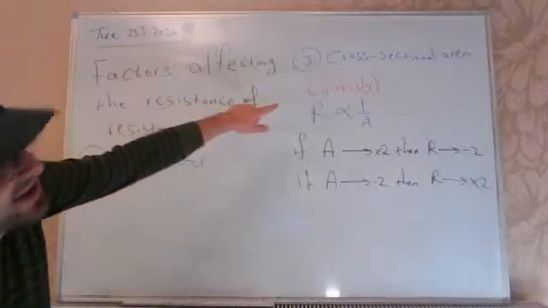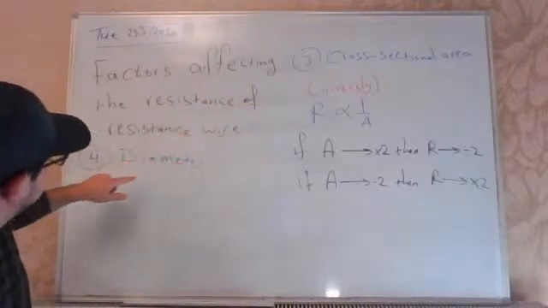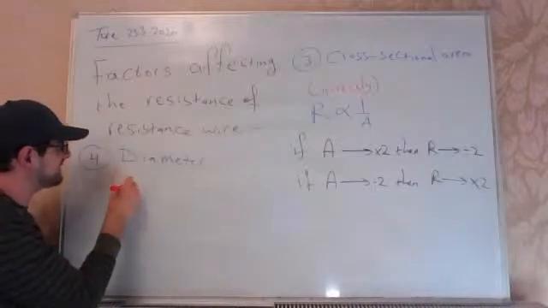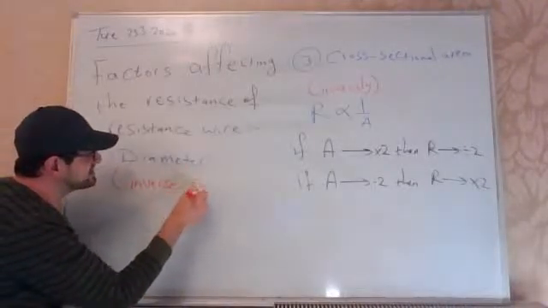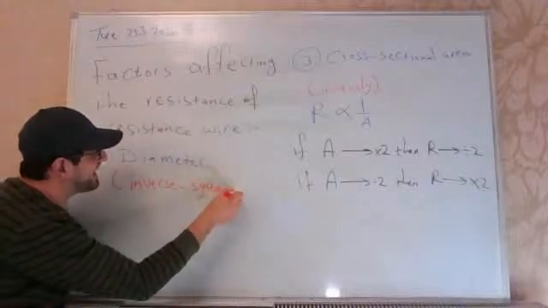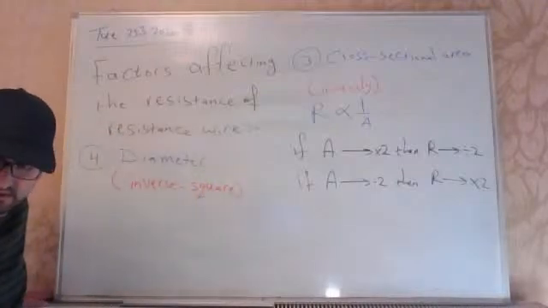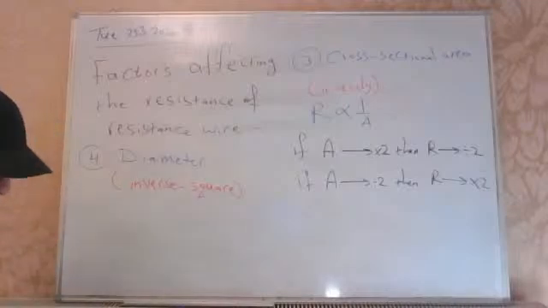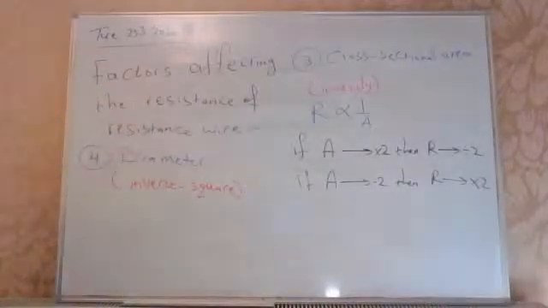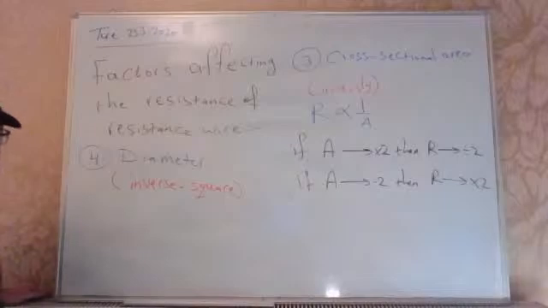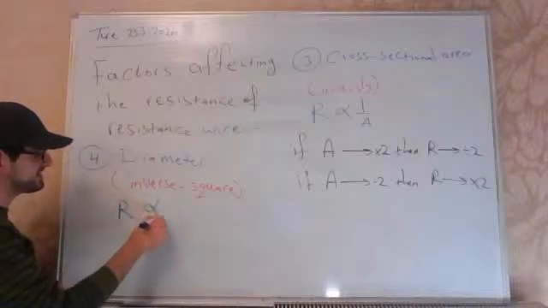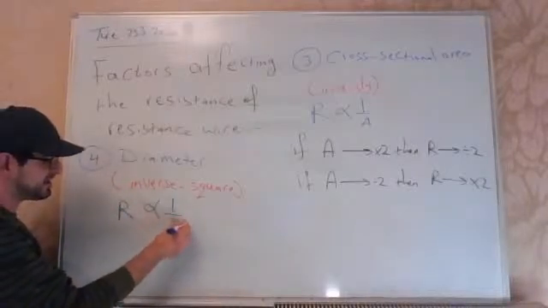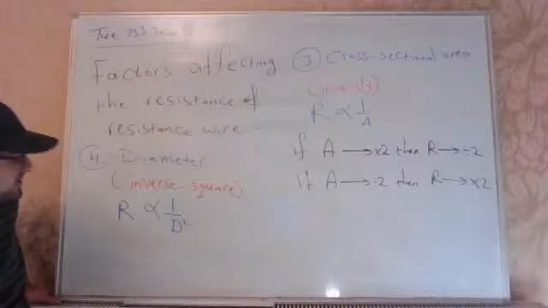The cross-sectional area is inversely proportional, but the diameter is inverse square. What does this mean? Inverse square means we write it this way: R inversely proportional to the diameter, but squared.